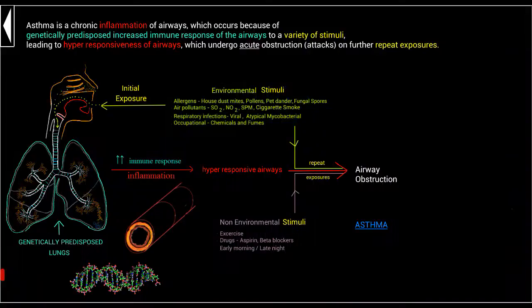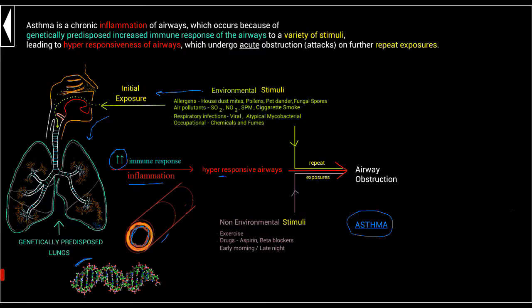So let us begin with how asthma develops. Variations in some genes disrupt normal functioning in epithelial cells of airways, thus exaggerating immune responses, and this makes the airway overreact to a variety of stimuli present in the air we breathe. This causes inflammation and hyperresponsive airways.